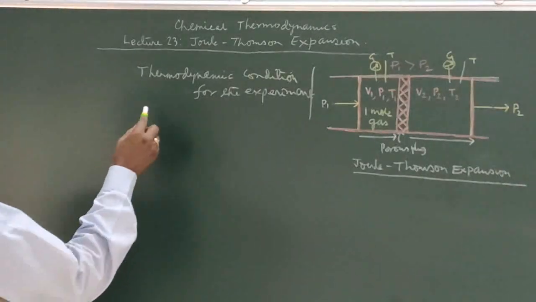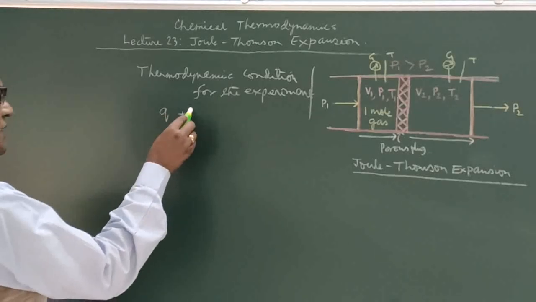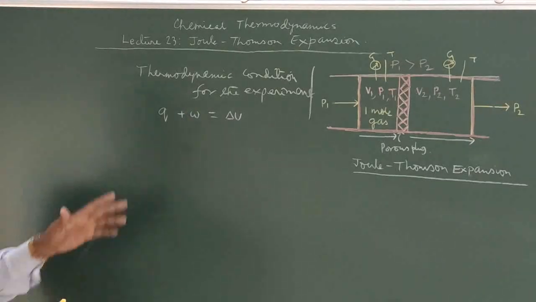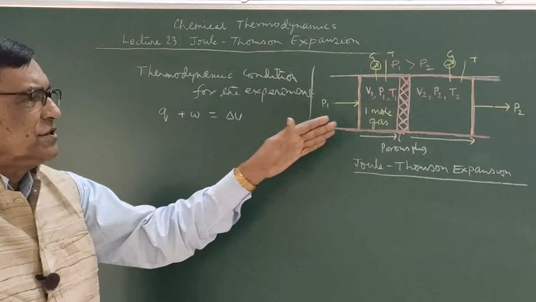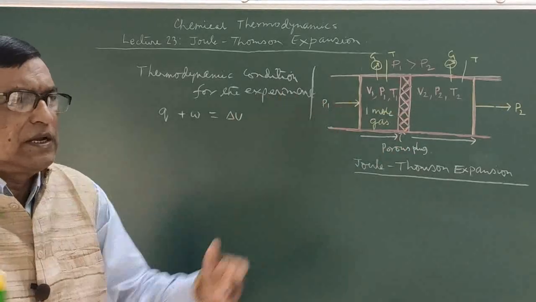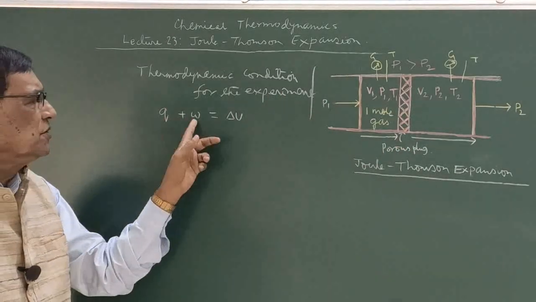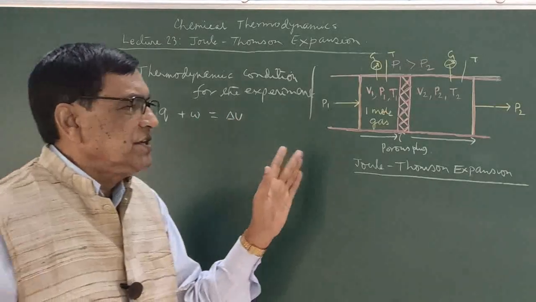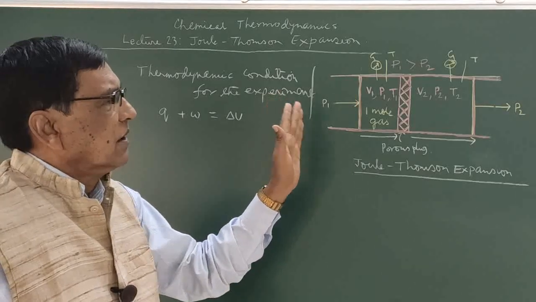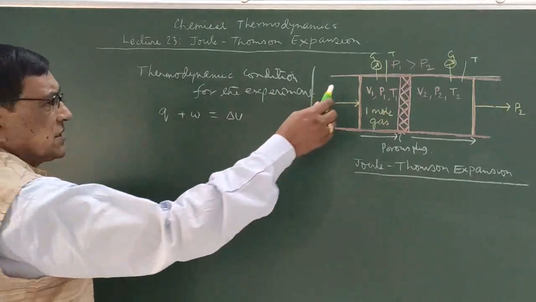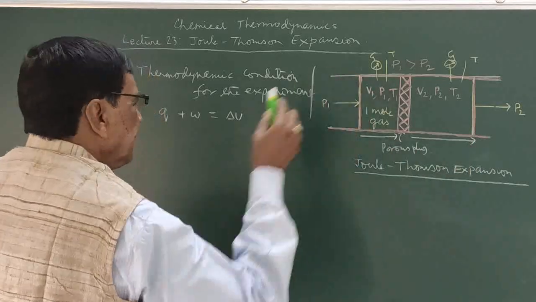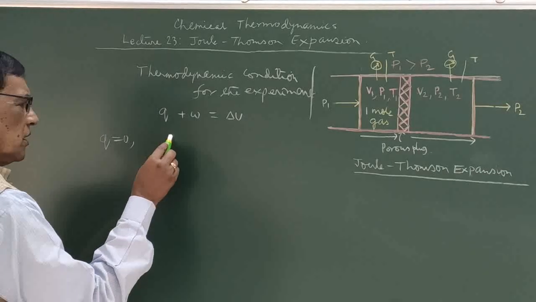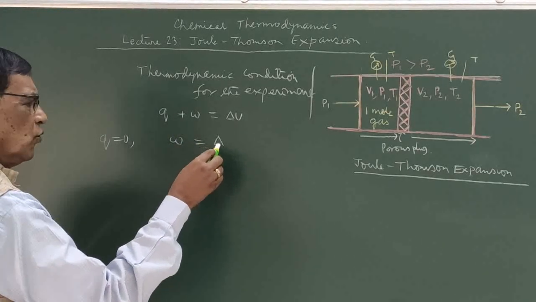From the first law we know that Q plus W is equal to del U. Q is the heat transfer between the system and the surroundings. W is the work done on the system, and delta U is the internal energy change of this gas for this expansion. But in this case, since it is properly insulated, Q equals 0. So W equals del U.